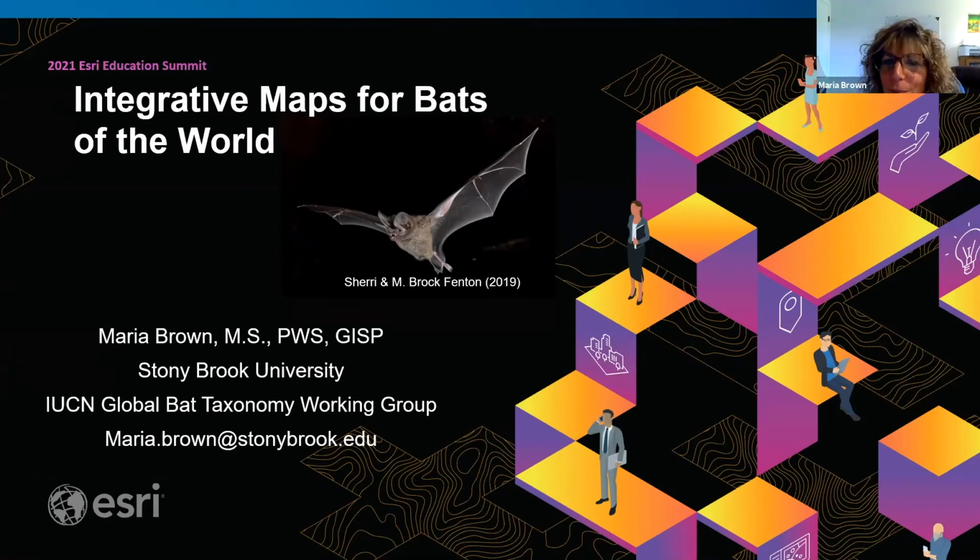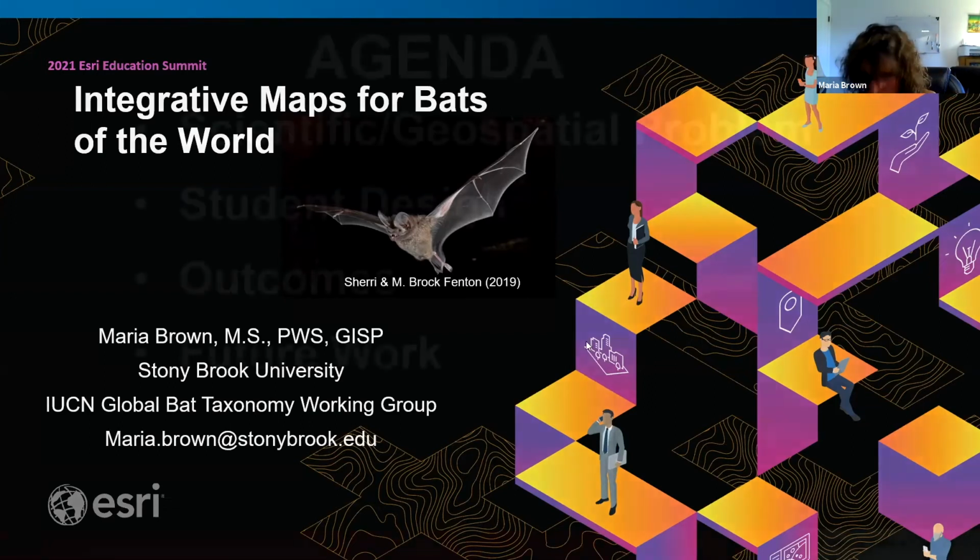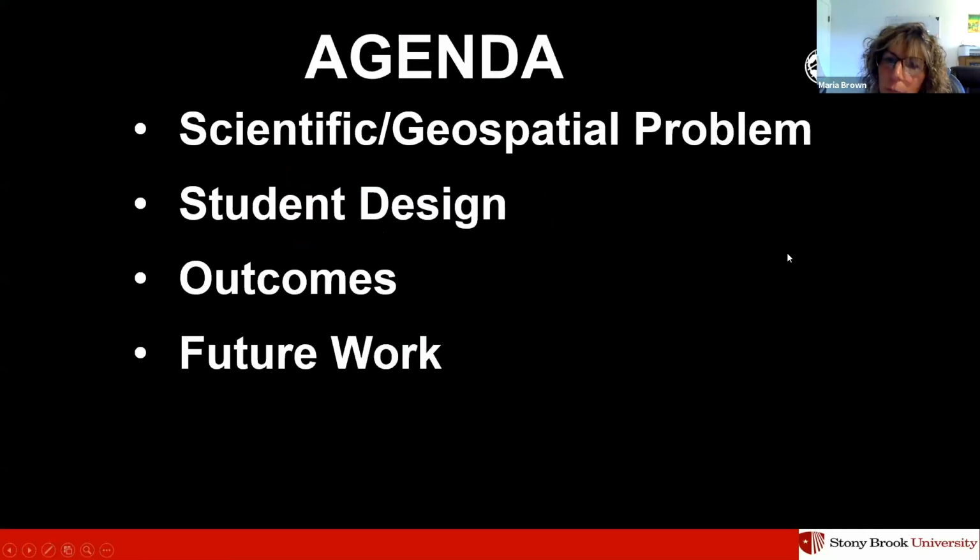Today I will talk to you about how we created, or how the students really created, these integrative maps for bats of the world. So let's just see if I can get this going. Okay, so I'm going to talk to you basically about the scientific and geospatial problem that came about in 2016, how the students created this design, what the outcomes were, and what our future work is right now.